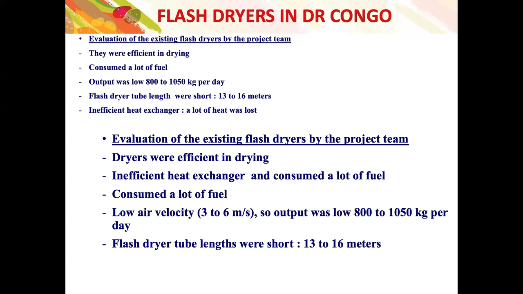So the outcome was that the three flash dryers were efficient in drying, but the heat exchangers were not working correctly, and they consumed a lot of fuel. Also, the air velocity was low, 3 to 6 meters per second. So the output was not very high. It came to be 0.8 to 1.0 tons per day. The flash dryer tube lengths were short, 13 to 16 meters, the highest at 16 meters.